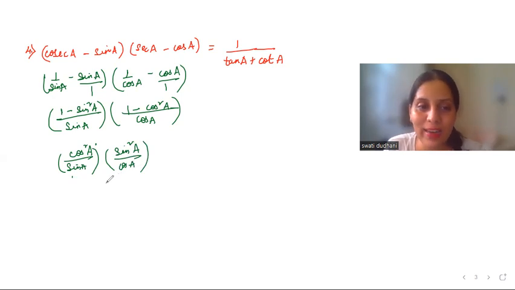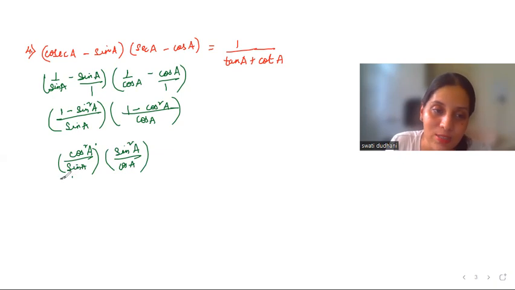Right? Since we have brackets, we can get rid of them. We can cancel the same terms. So sin A and 1 sin A can be cancelled. Cos A and 1 cos A can be cancelled.